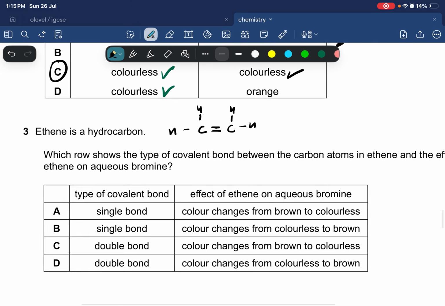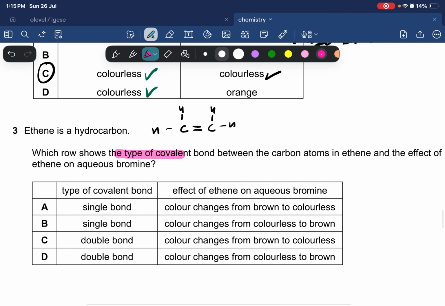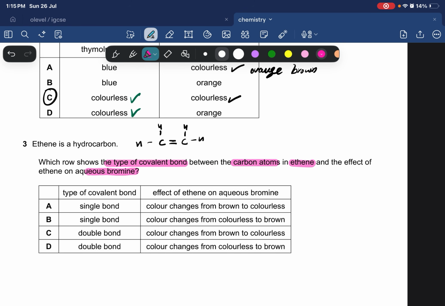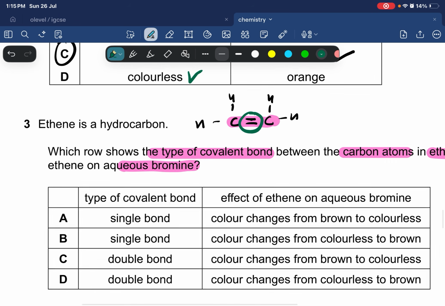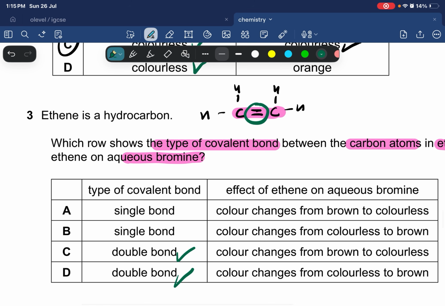Which row shows the type of covalent bond between carbon atoms in ethene and the effect of ethene on aqueous bromine? The type of bond is a double bond, right? We're dealing with ethene. We're not dealing with ethane. Ethene means there is an unsaturated part over here. So it's going to be a double bond, and the effect of ethene on aqueous bromine.